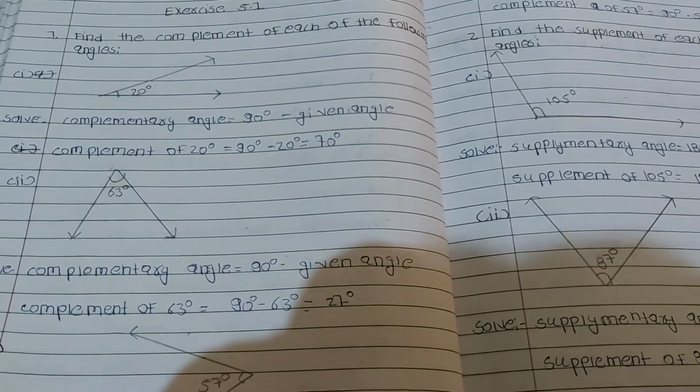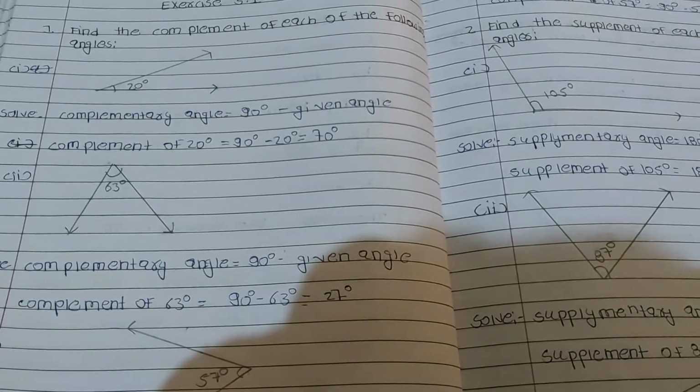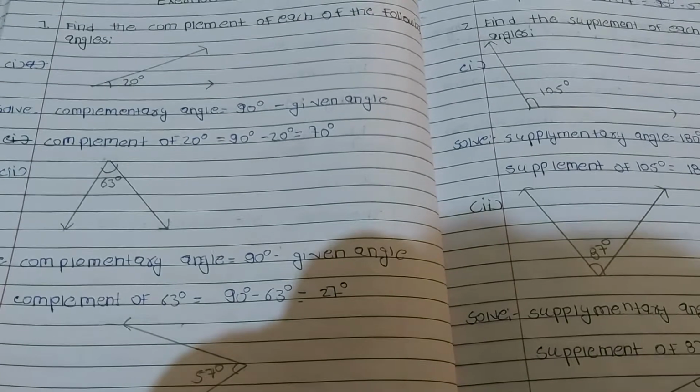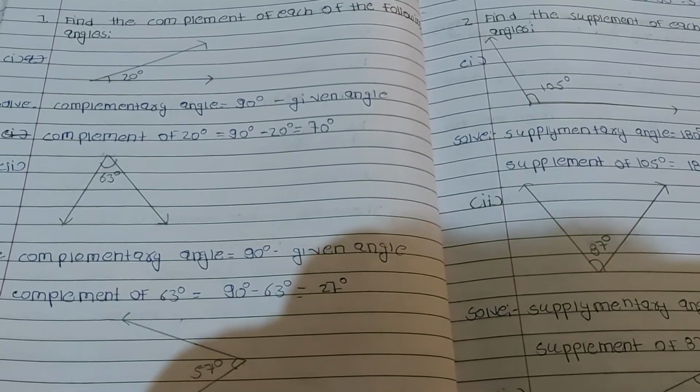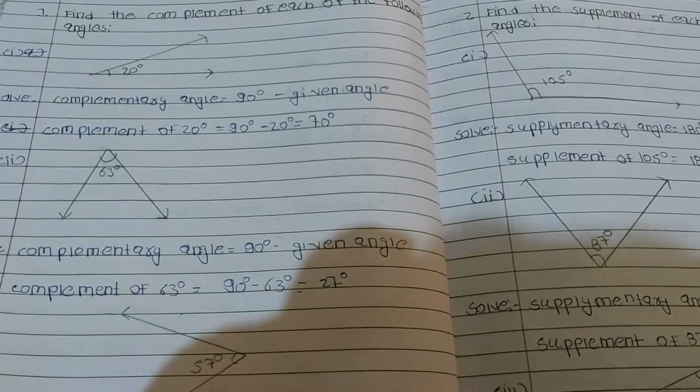The second angle we have is 63-degree. So the complementary angle is equal to 90-degree minus the given angle. The angle given is 63-degree, so we have to subtract them. So 90-degree minus 63-degree is equal to 27-degree.